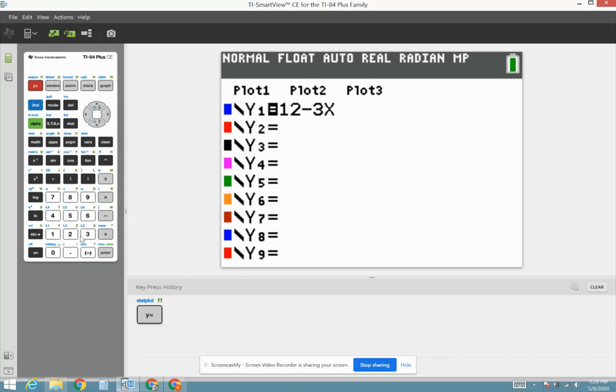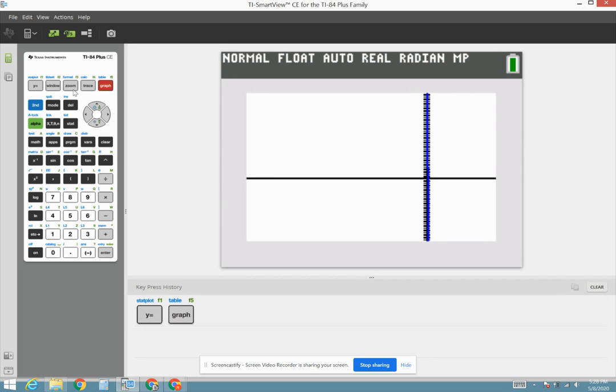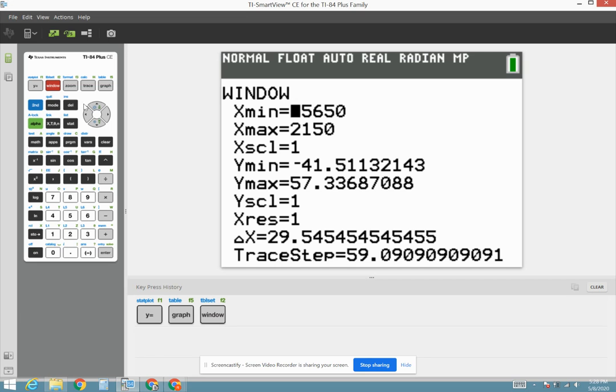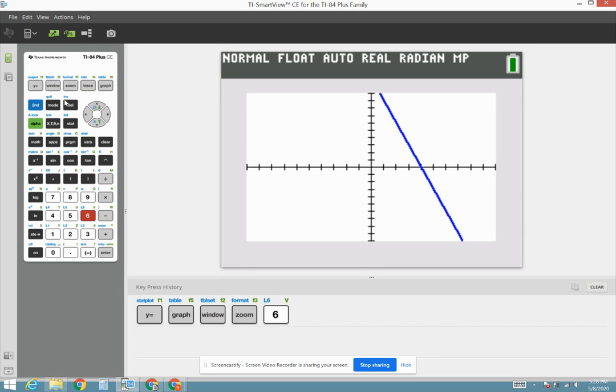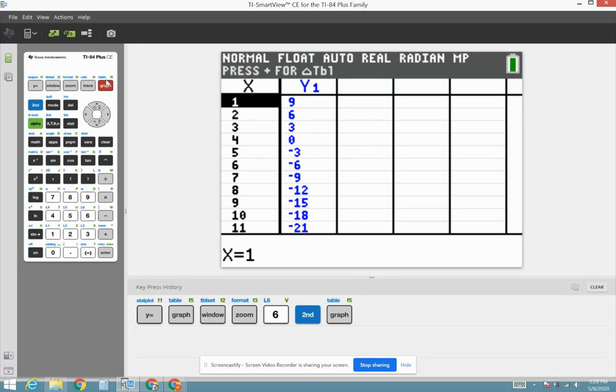So on your graphing calculator, you go into y equals and put in the function. Obviously, I'm using an x instead of an n. Then I hit graph. My window's really funny, so let's say I go to Zoom 6. I see the graph, no biggie. What I'm really interested in is the table.